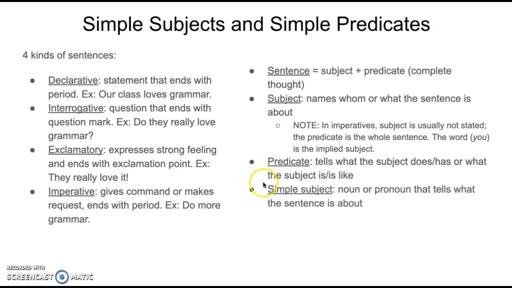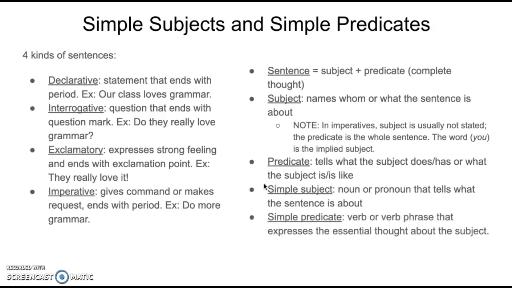Now, the simple subject is the noun or pronoun that tells what the sentence is about. And the simple predicate is the verb or verb phrase that expresses the essential thought about the subject. So, to tell the difference between subject and simple subject, let's look at this sentence. Our class loves grammar. The subject of this sentence is our class. The predicate, loves grammar, but the simple subject, just class. Simple predicate, just loves.